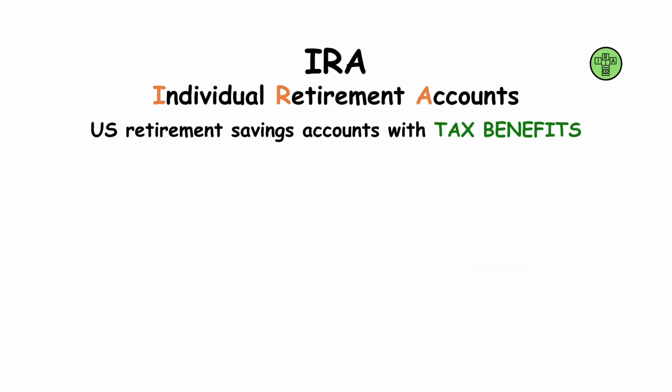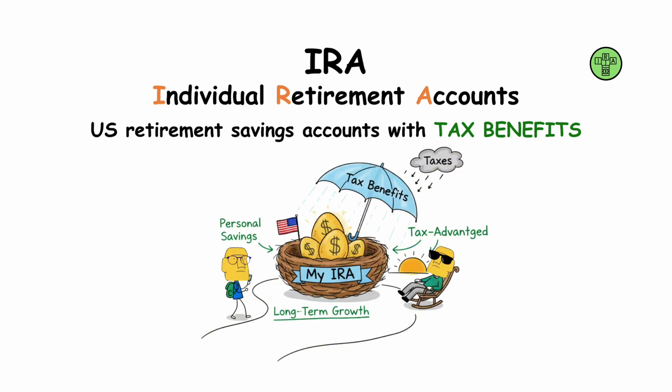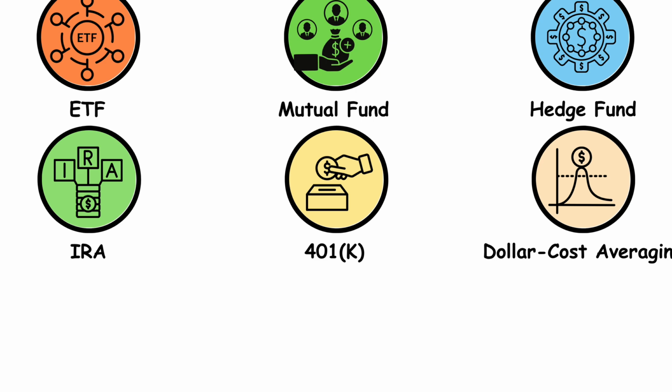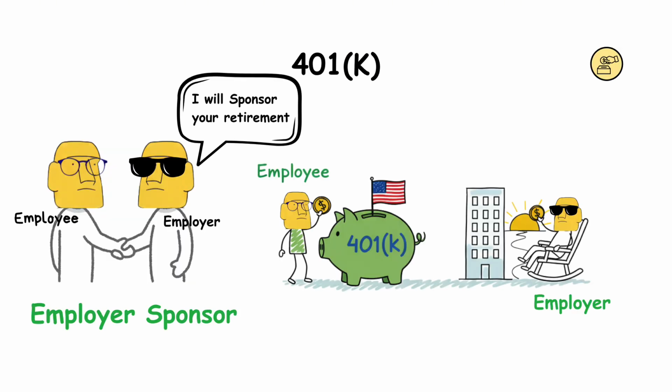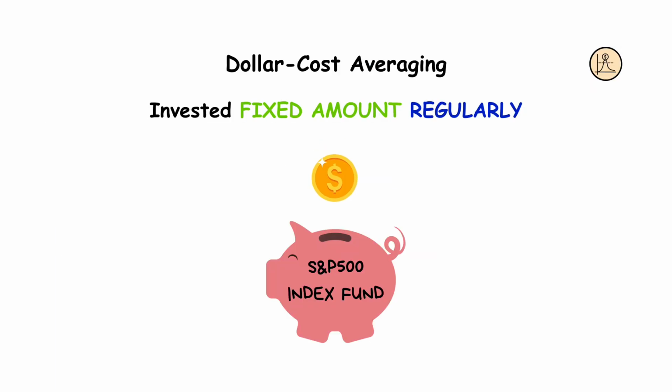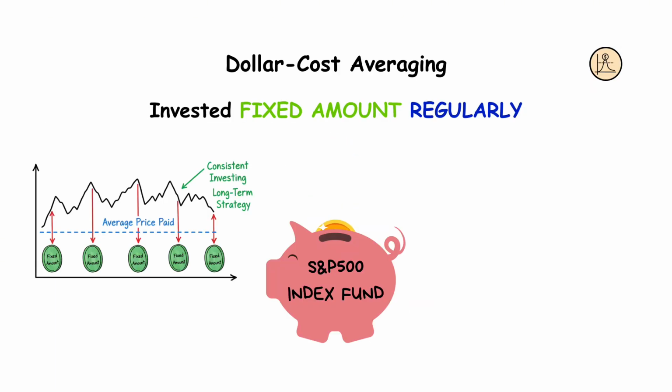IRAs, individual retirement accounts. IRAs are U.S. retirement savings accounts with tax benefits. 401k. A 401k is a U.S. employer-sponsored retirement savings plan. Dollar cost averaging. Dollar cost averaging means investing fixed amounts regularly, regardless of price.